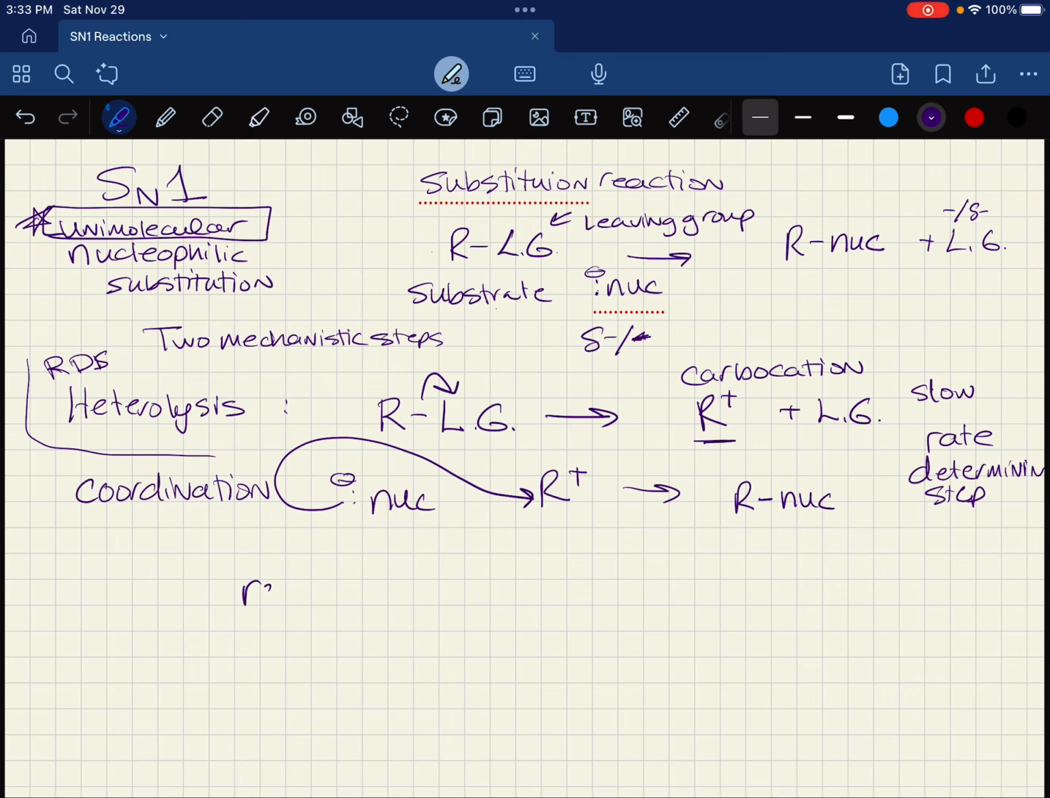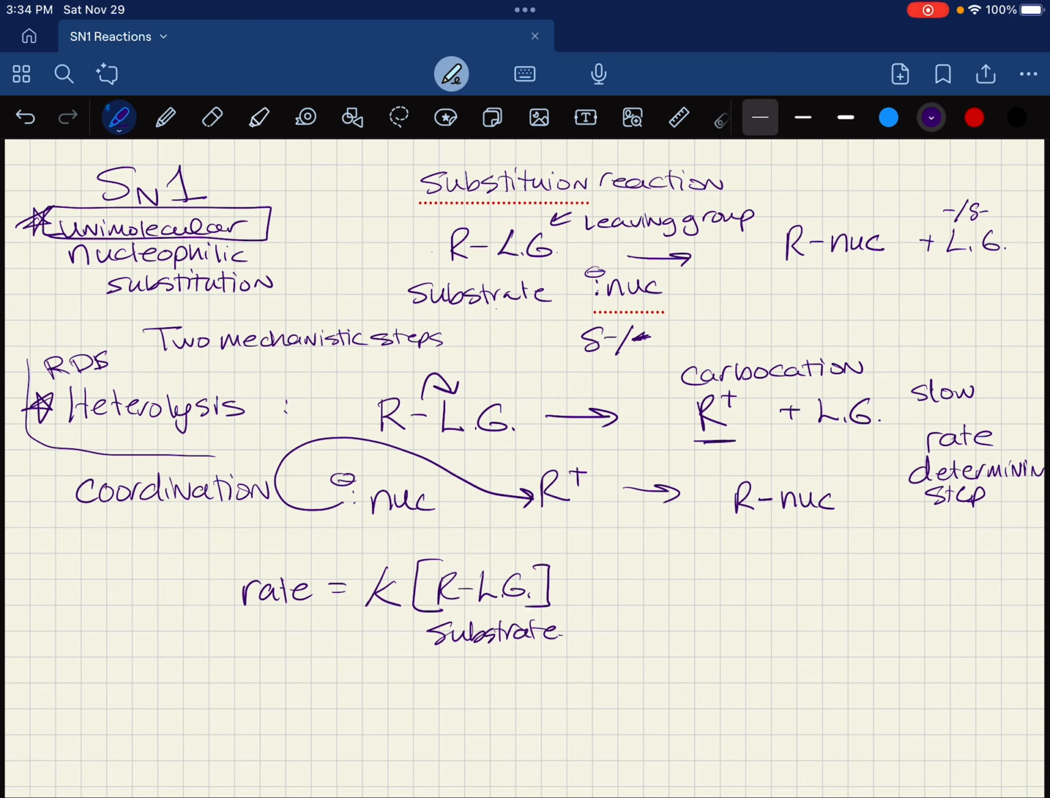Here, the rate law for this reaction, because this is our rate determining step, will be the rate constant, which would have to be experimentally measured, times the concentration of the substrate. That's because that's the only species present in that rate determining step. The nucleophile doesn't come until the second step and is going to react pretty quickly with our carbocation because it is a high energy intermediate.